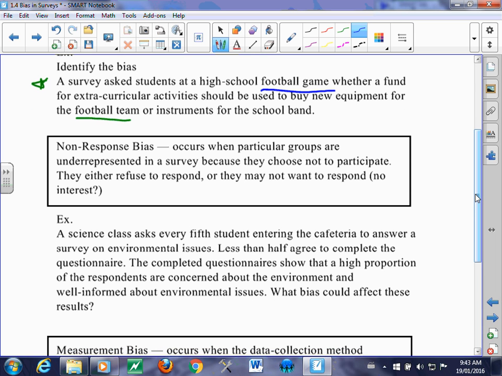All right, so another type of bias is non-response bias. Please make sure you know this. This occurs when particular groups are underrepresented in a survey because they choose not to participate, they refuse to respond, or they may just not have interest in it. So, for example, when you go to classes and you watch them fill out the survey, if everybody just circles A, and they don't read the questions, then guess what? That's a non-response bias. Okay? So either they refuse to respond or they always pick A, for example.